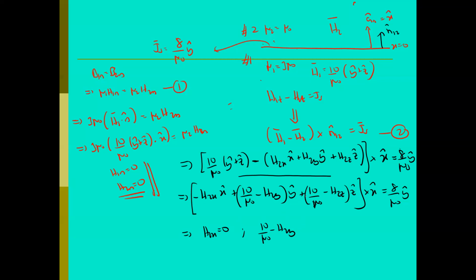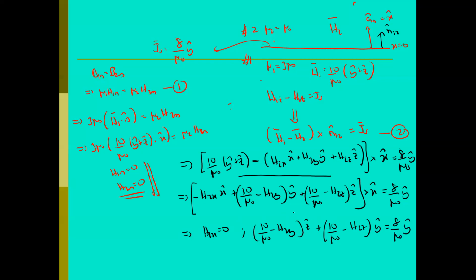Yeah, because y cross x will be z. Yeah, this is the Z direction. Okay, plus 10 over mu naught minus H to Z. Okay, Z cross X will be in the Y direction, and that should be equals to 8 over mu naught of X, 8 over mu naught in the Y direction.